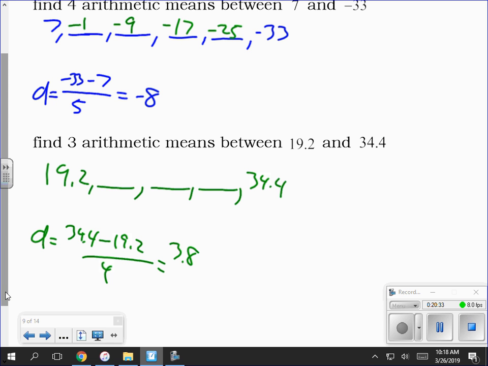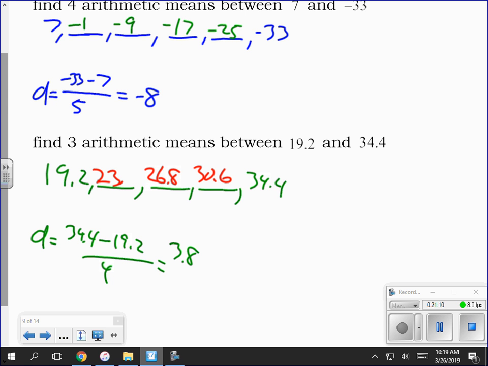So I start adding it in. 19.2 plus 3.8, and I get 23. 23 even, 23.8... and then it's 26.8, and then 30.6. Those are your 3 numbers. Not that hard, right?